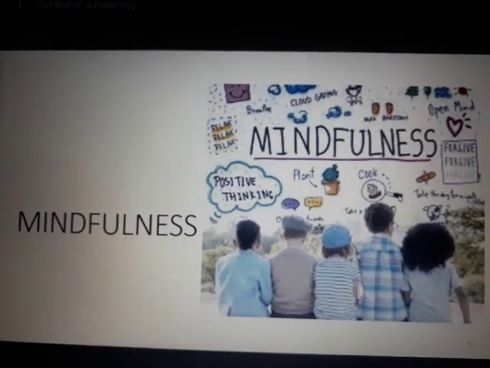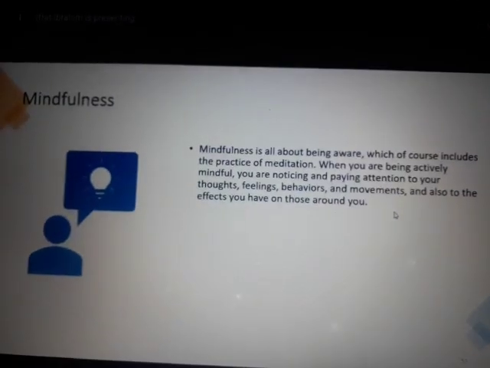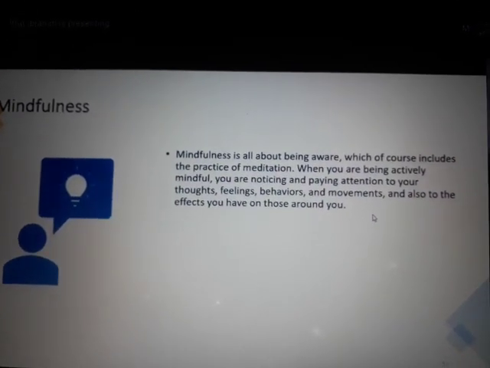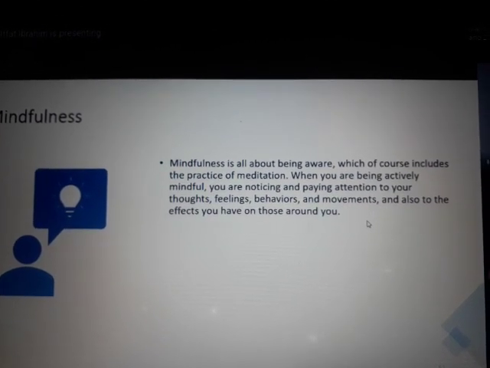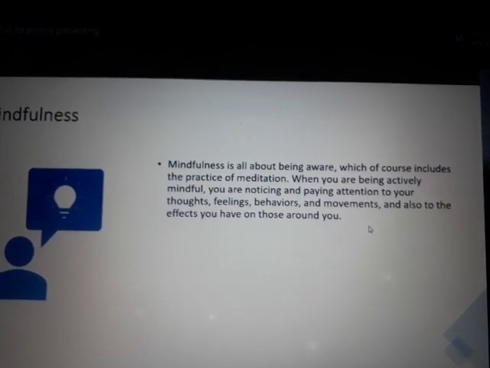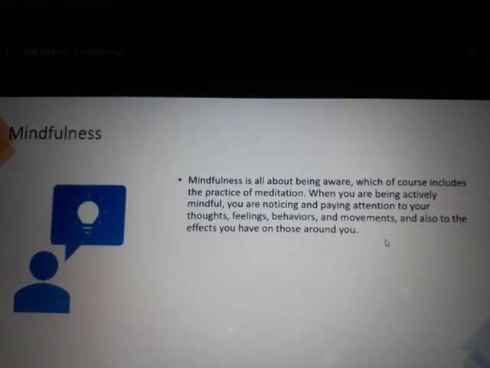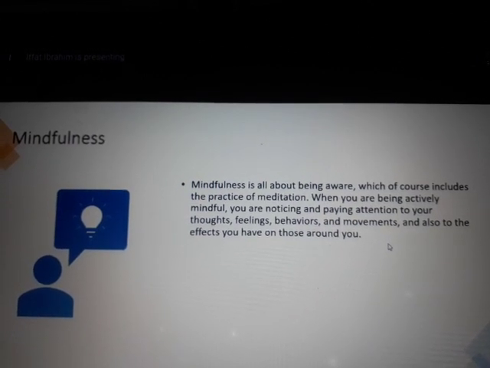Now we come to the next part of our talk, that is mindfulness. What is mindfulness? Mindfulness is all about being aware. Many a time, mindfulness and meditation are mixed up. People think mindfulness is the same as meditation. However, there are subtle differences between the two.